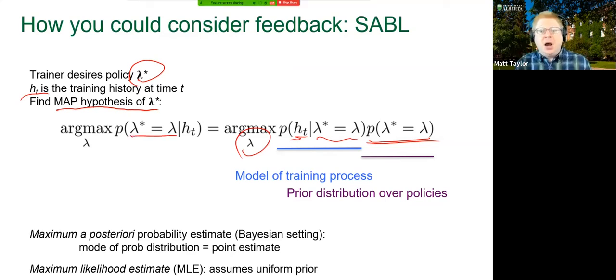So this is not saying that the feedback is numeric. This is not thinking about plus five and minus pi. Instead, it's just saying I've got some observations, some actions and feedback. How can I maximize that likelihood?